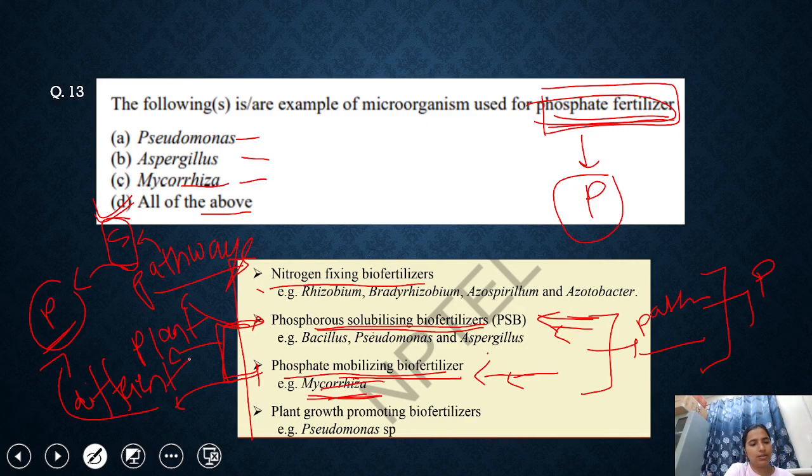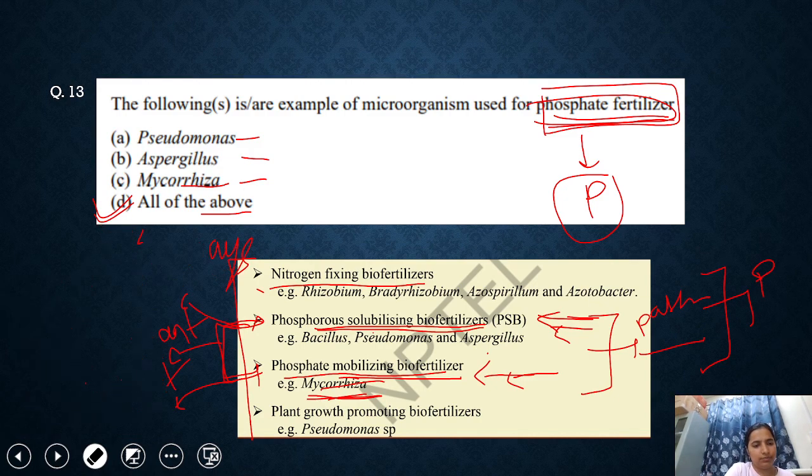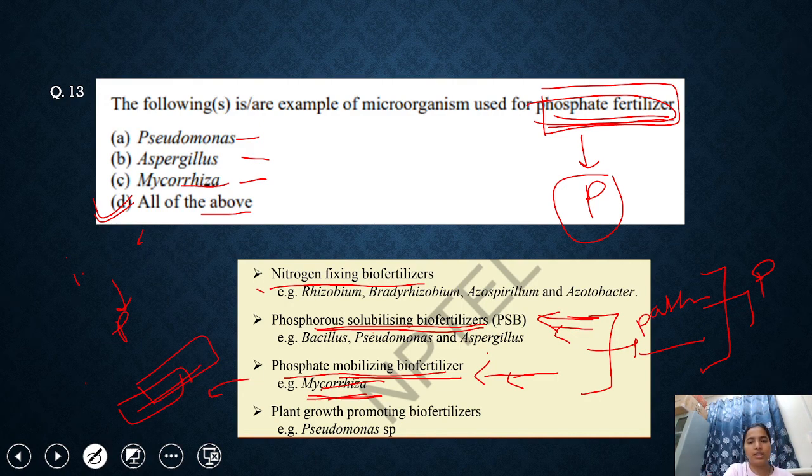This is phosphorus, okay. But the working of these biofertilizers or microorganisms is different. The first one will convert inorganic and organic compounds to phosphorus, and the mobilizing one, suppose the phosphate is present in a different form, will make it available so that it can be used directly by the plant. So both of these are providing phosphorus to the plant. So both are examples of phosphate fertilizer.